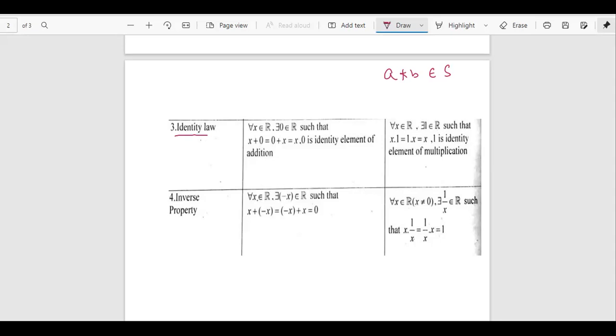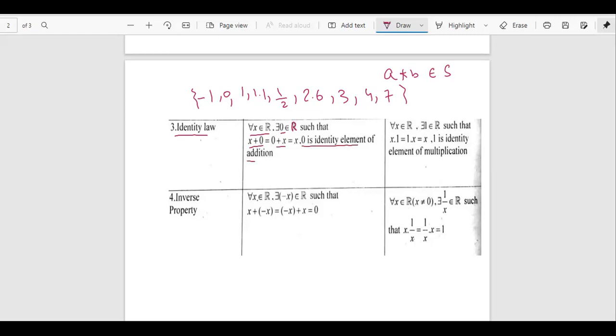Let's read it now. For all x belonging to real numbers, this means every number which we have in real numbers, which could be 1, 1.1, 1 by 2, 2.6, 3, 4, 7. We have prime numbers, positive integers. We can have minus 1, we have 0. All these are real numbers, okay? So for all x belonging to real numbers, we have 0 in this set of real numbers as well, such that x plus 0 equals 0 plus x. So this means 0 is the identity element.